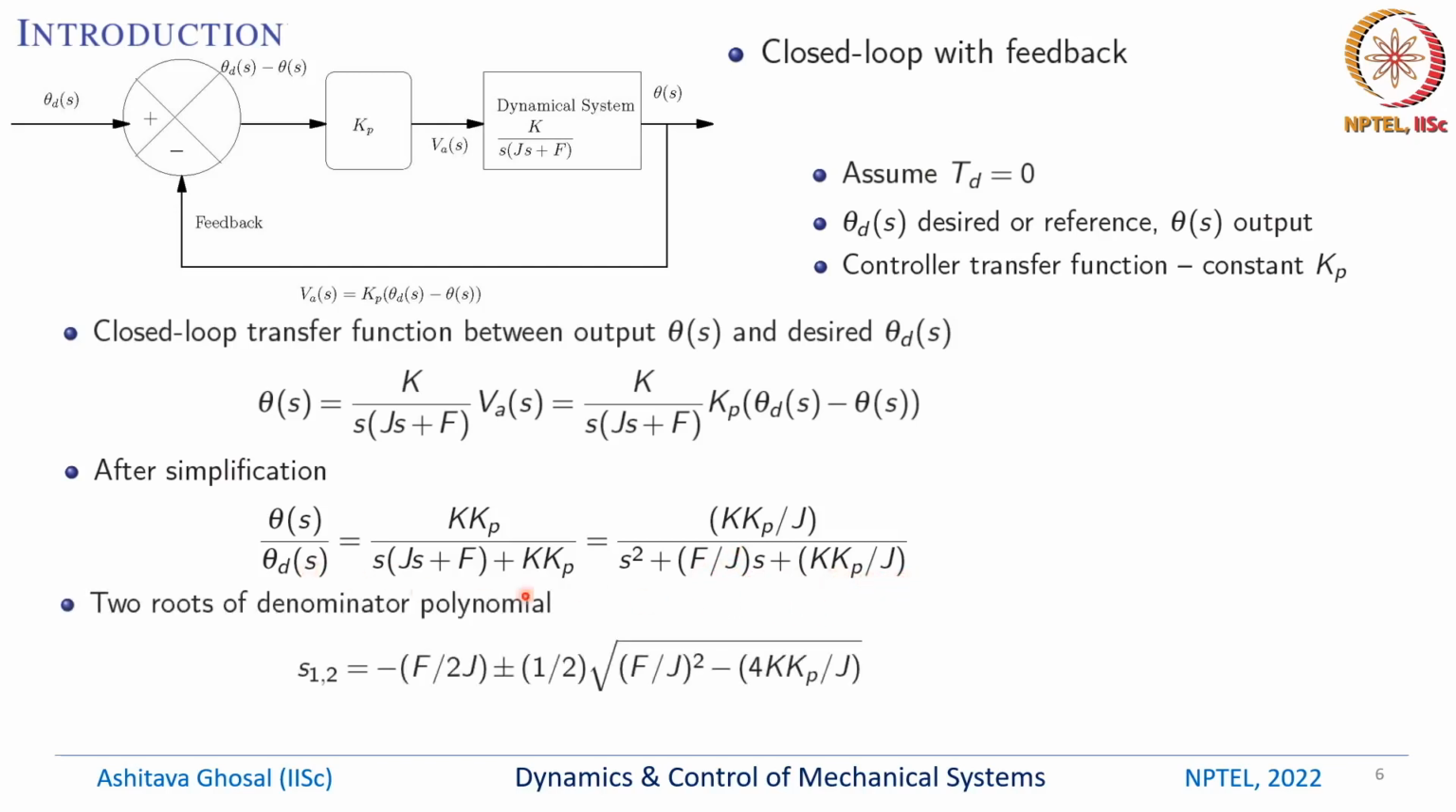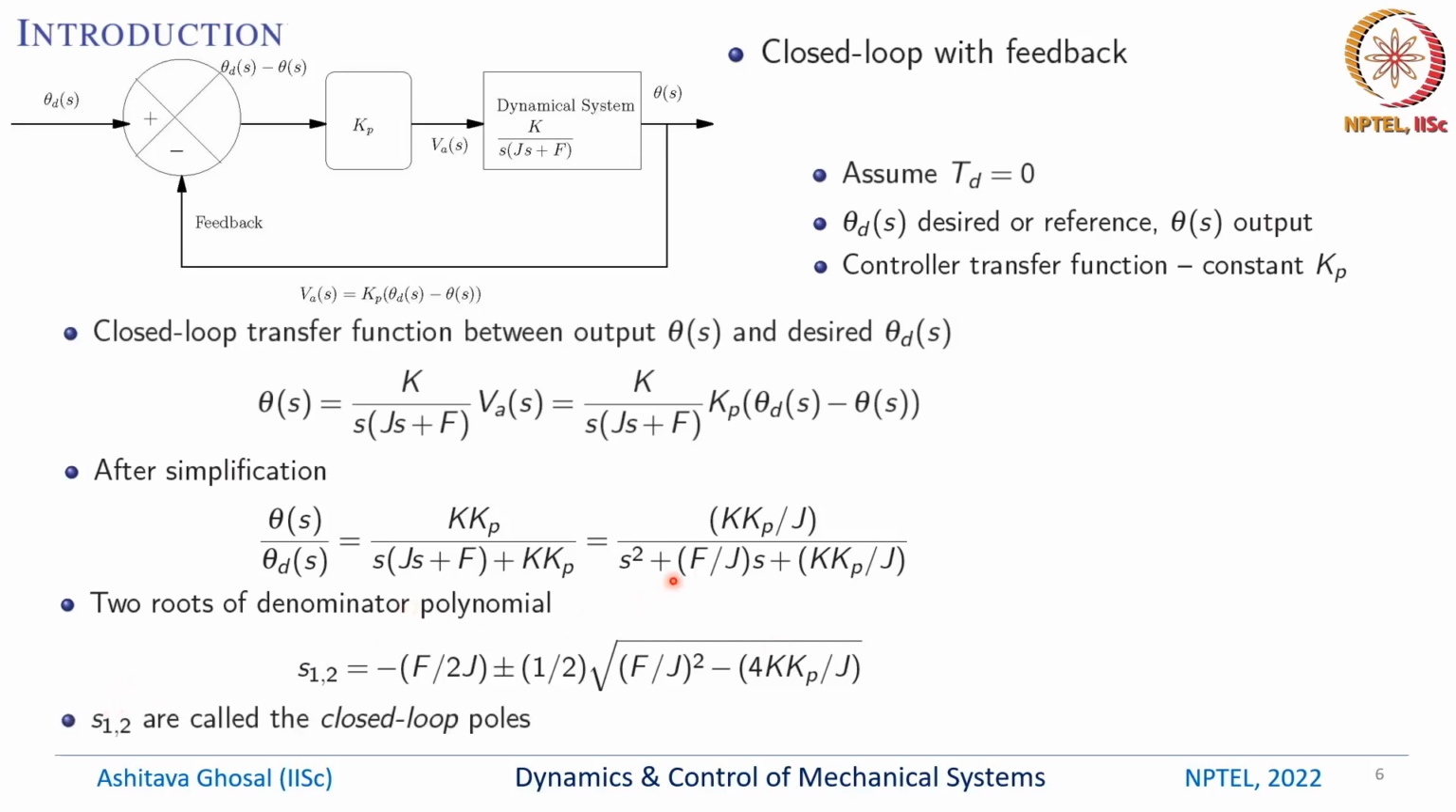The two roots of the denominator polynomial are given by this. It's a quadratic equation of the form x squared plus bx plus c. So we can write the expression for the two roots as minus F by 2J plus or minus 1 by 2 into the square root of (F by J) whole squared minus 4 K Kp divided by J. This is nothing but the solution to a quadratic equation which we know in closed form.